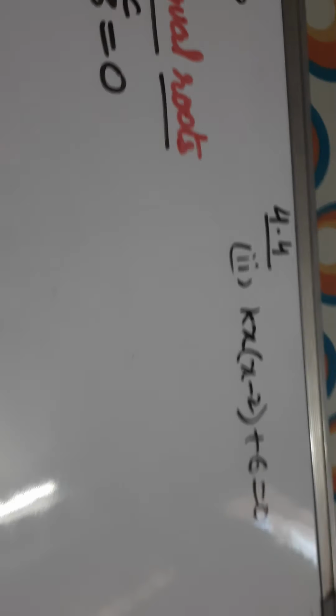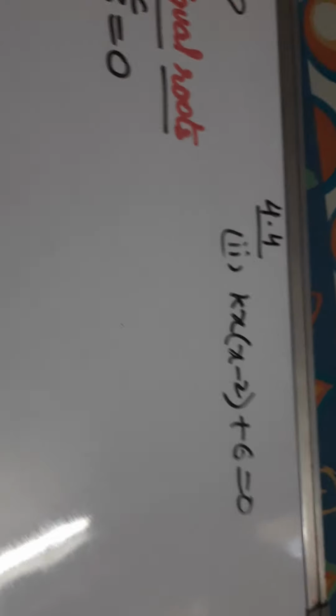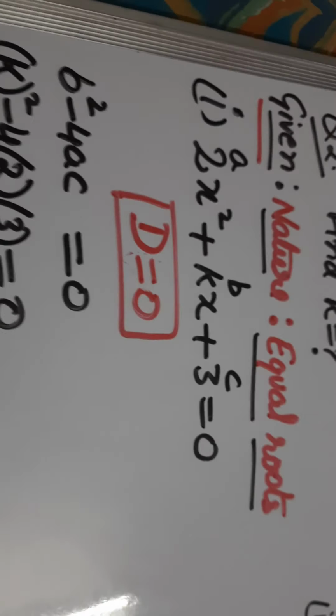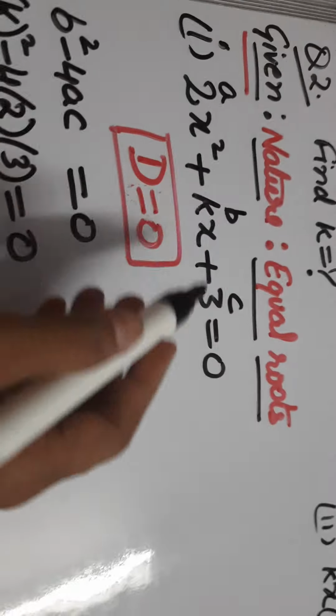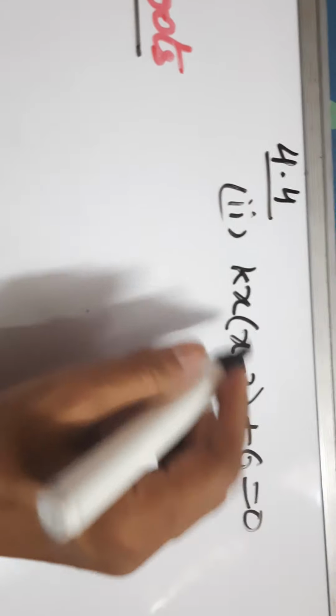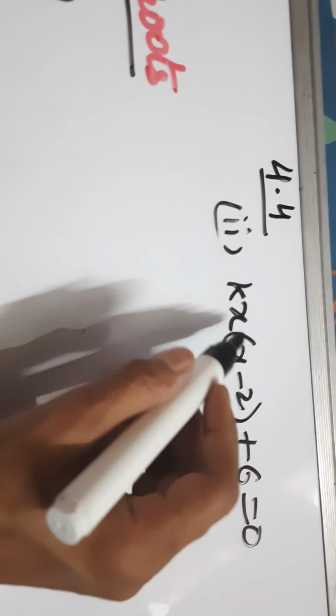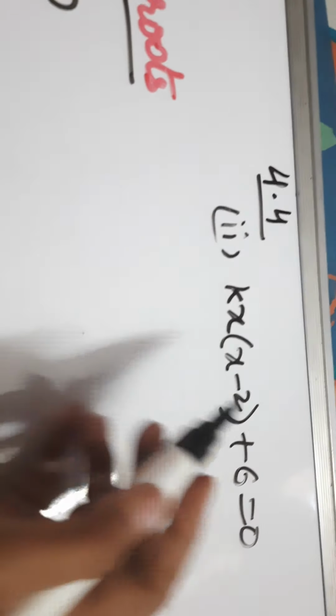Dear students, before solving it, as you can see, the discriminant is applicable for a quadratic equation, but the given equation is not in quadratic form. So we will first convert it into quadratic form by opening this bracket.